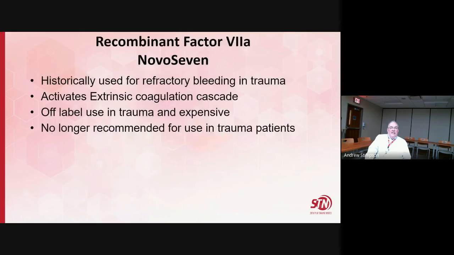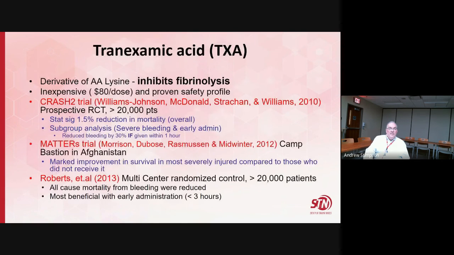So what about drugs in massive transfusion? Back in the early 2000s, we used recombinant factor 7 alpha. It was called Novo-7. It was historically used for refractory bleeding in trauma. It's actually off-label for use in trauma, and it's about $8,000 a dose. There were a number of problems that occurred with this, including a significant increase in venous thromboembolic events and cardiac events. So it is no longer recommended for use in trauma patients.